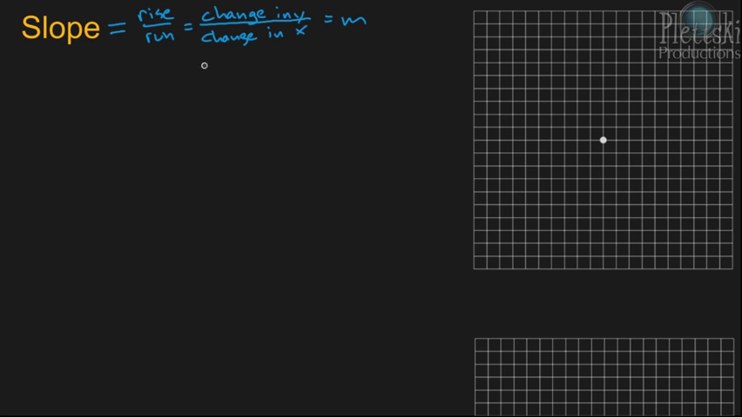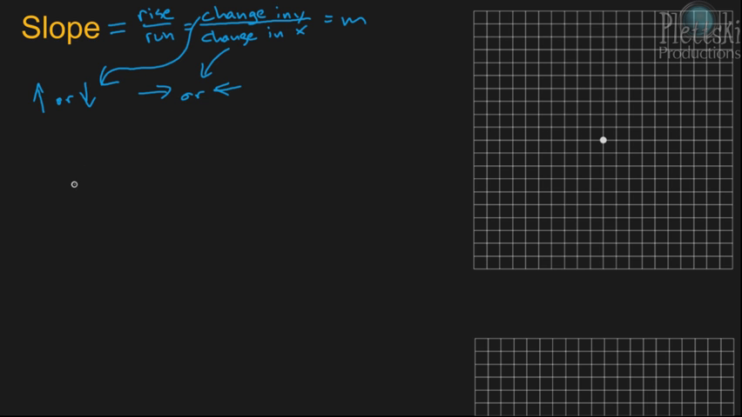Well, the change in y is how far up or down the line goes. And then the change in x is how far to the right or left. So that would be change in x and change in y. So that's just a reminder.